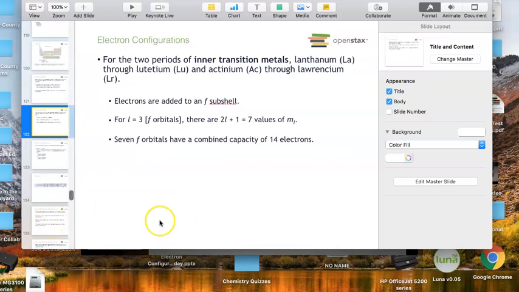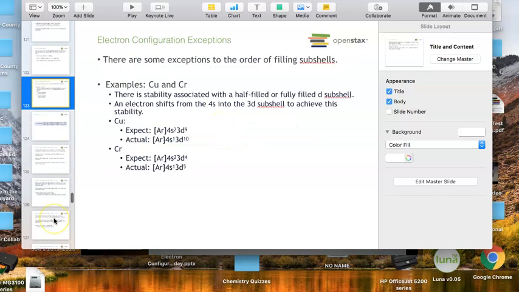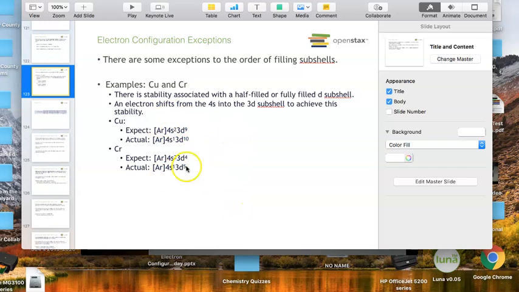All right, so over here, electrons are added to the f subshell. There are some exceptions to the order of filling subshells. Here, it's generally with d subshells that you have a problem.